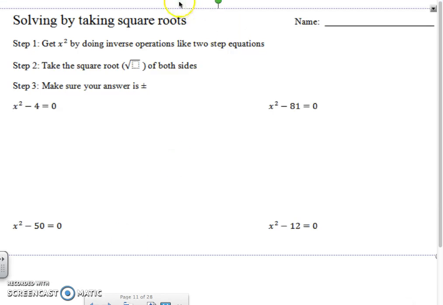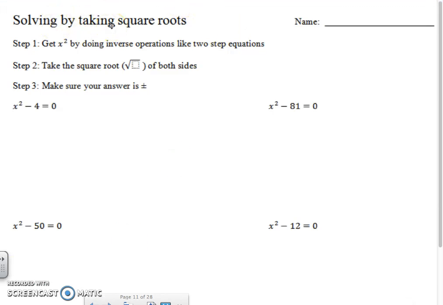Alright, so in this video we're going to learn how to solve a quadratic by taking a square root. Step 1 is you need to get x squared by itself by doing inverse operations, just like two-step equations. The second step is to take the square root of both sides, and then our answer will be a positive and a negative. So we'll always have two answers most of the time to these problems.